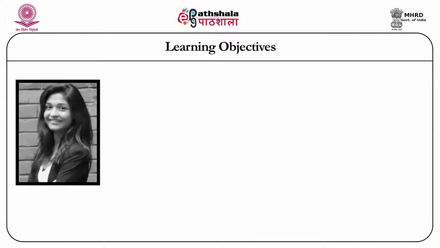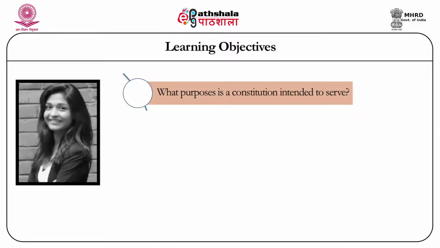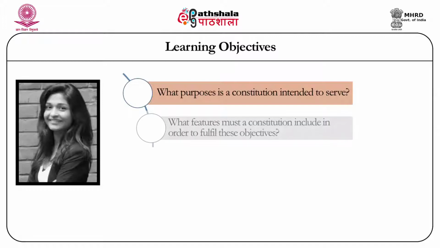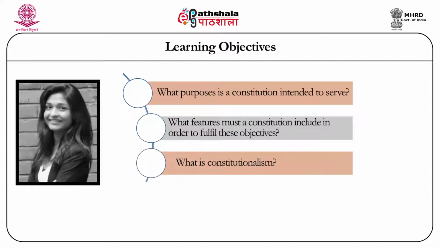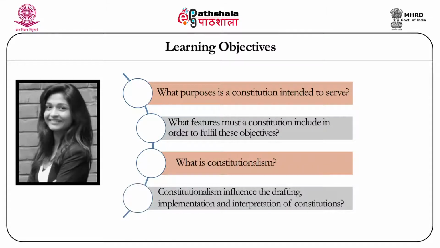The first question that I consider is, what purposes is a constitution intended to serve? This is important because it provides the context in which constitutionalism developed and the need for constitutionalism as a tool in the drafting and interpretation of constitutions. The second and related question is, what features must a constitution include in order to fulfill these objectives? The third is looking more specifically at constitutionalism as an idea or a concept, and the difficulties in defining this concept. The next question is, how does constitutionalism influence the drafting, implementation, and interpretation of constitutions?